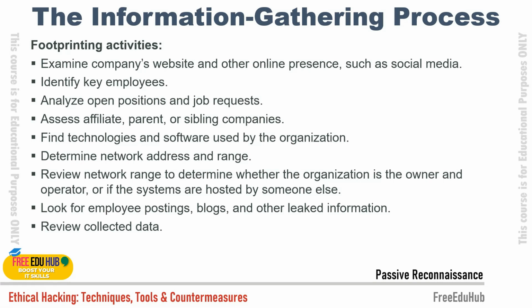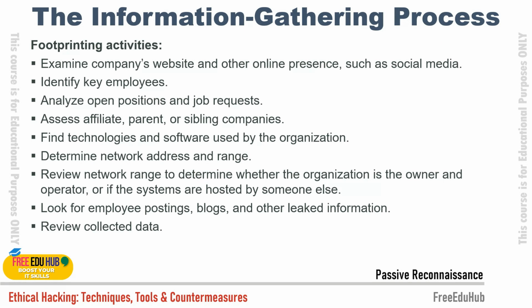If they are using any specific kind of ERP or accounting system or payroll or HR system, that information can be collected. Determine network address and range, that is, how big the network is and what kind of topologies they are using. Review the network range and determine whether the organization is the owner and operator, or if the systems are hosted by someone else, if they are running any Microsoft Exchange server for email, or if they are using any shared resources on their network, whether they are hosting the services within their infrastructure or with an external host. All that information can be gathered.